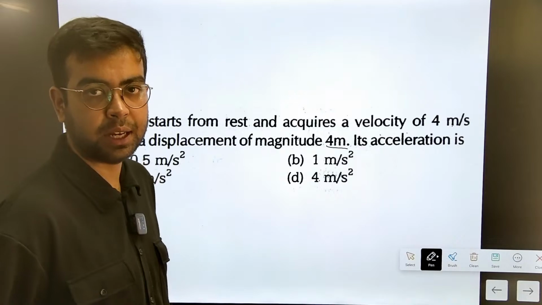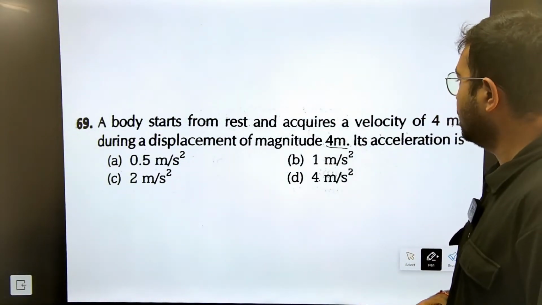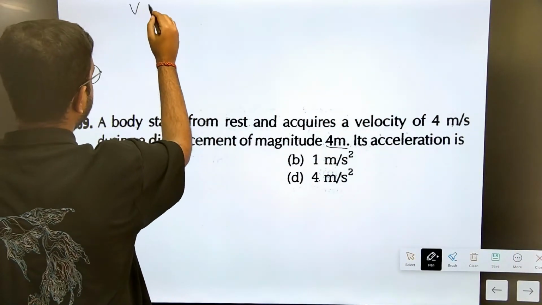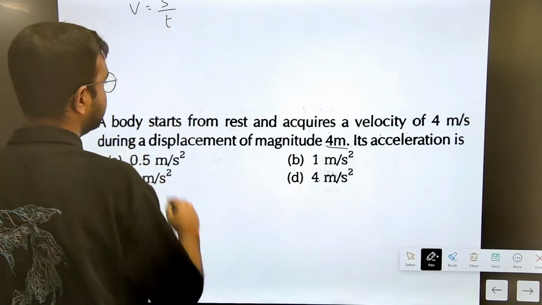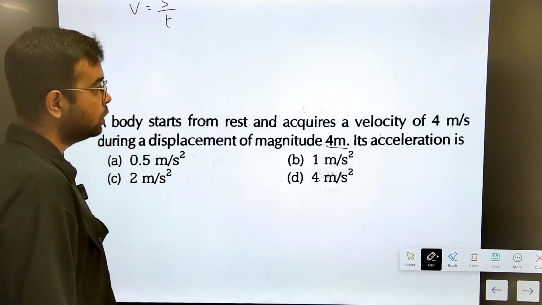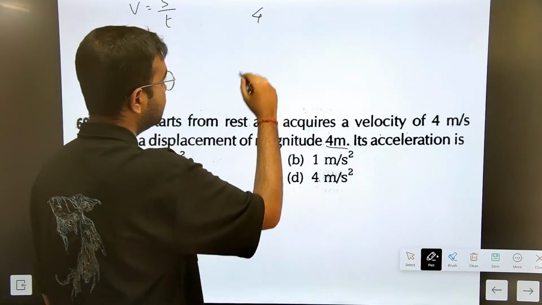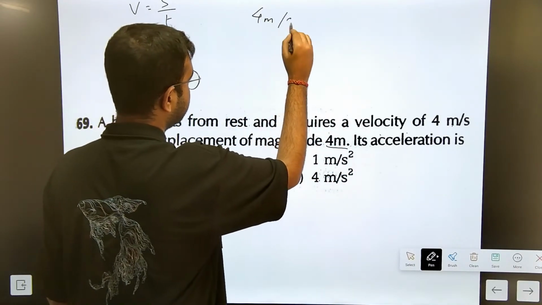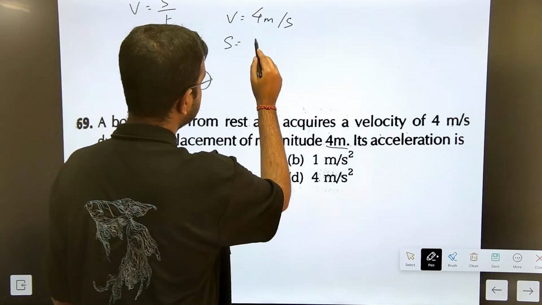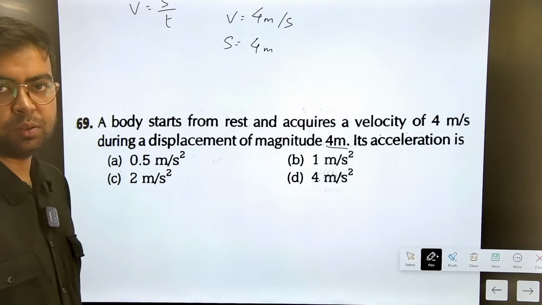ठीक है, इसने एक्सेलरेट कितना किया. नाउ लेट्स लुक एट कि इसने एक्सेलरेट किया कितना. We know v equal to distance by time, v equal to s by t, velocity equal to distance by time. Now what is the velocity? It is 4 meter per second. ठीक है, what is the distance? It is 4 meters. ठीक है, टाइम हमें नहीं मालूम.